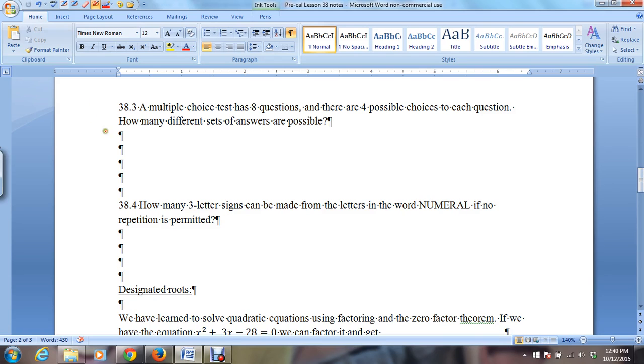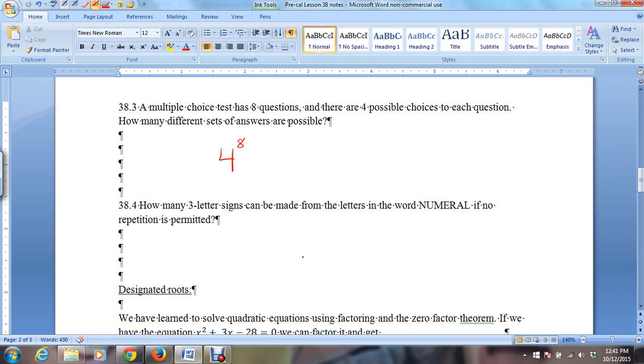So if I wrote out all the boxes, I'd put 4 in every box because you can choose any of the 4 choices you want for each question. So I could write 8 boxes and put 4 in all of them, but that's just 4 to the 8th. 4 times 4 times 4 times 4, and so on. You don't have to draw the boxes unless you need to.